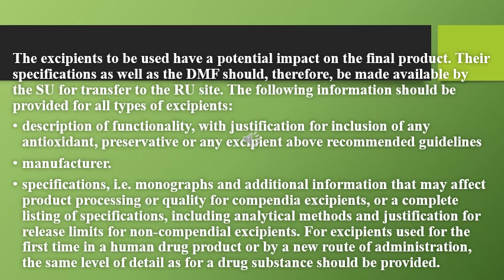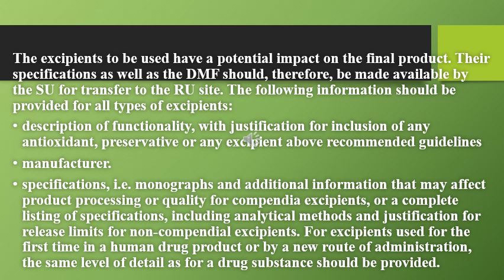Number one is description of functionality with justification for inclusion of any antioxidant, preservative, or any excipients above recommended guidelines. If we want to include any excipient more than the given limit, then we have to give the justification why this is required and what is the use of using the extra amount. Next is the manufacturer where the excipient is manufactured.